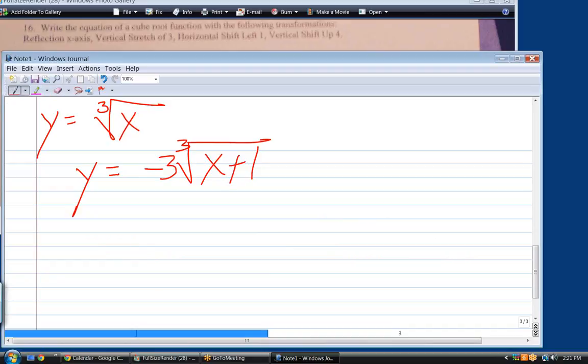And vertical shift up of 4. +4. Where? Inside the radical? No, on the outside. Outside the radical, like that. Okay.